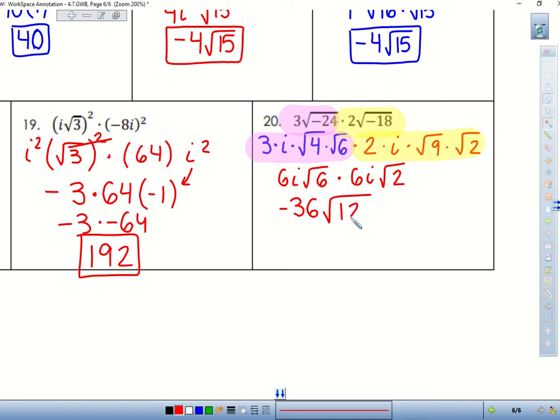And then radical 6 times radical 2, what's 6 times 2? 12. Now here's the problem. Is that the final answer? No, because you could go further. It'd be 4 and 3. Good. And then what is the square root of 4? 2. Okay. No, you're good.